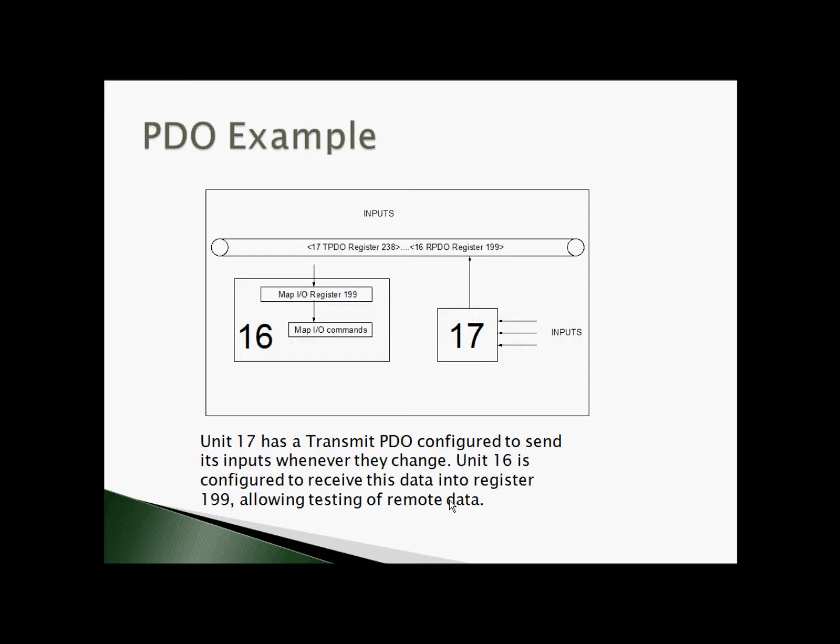Node 16 is set to map that data into register 199, which is useful for doing various compares on a bit basis. And this just runs in the background. You configure them once, and whenever an input on 17 changes state, it will automatically be reflected in register 199 on node 16.